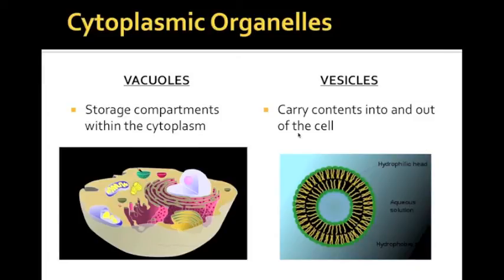And then a vesicle is something that carries contents in and out of the cell. And we're going to look at this in more detail in a different presentation, but basically this is the box or what the Golgi apparatus is packaging.